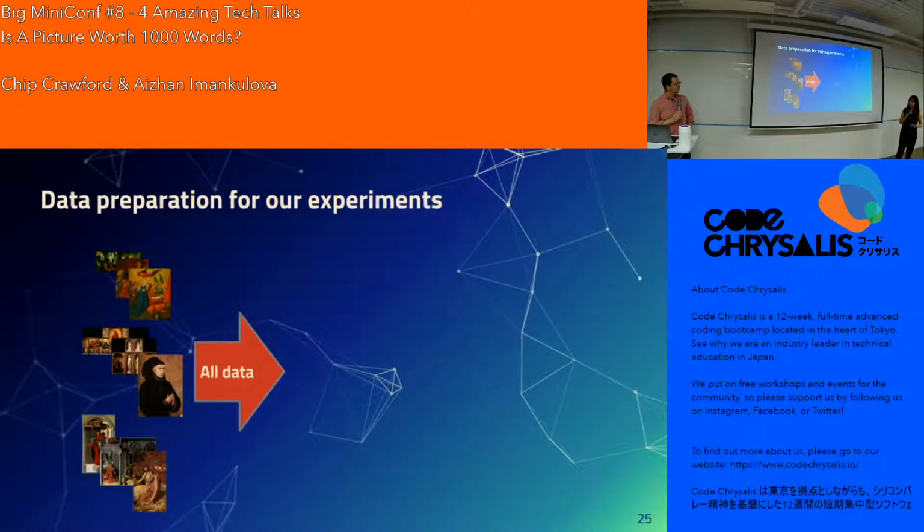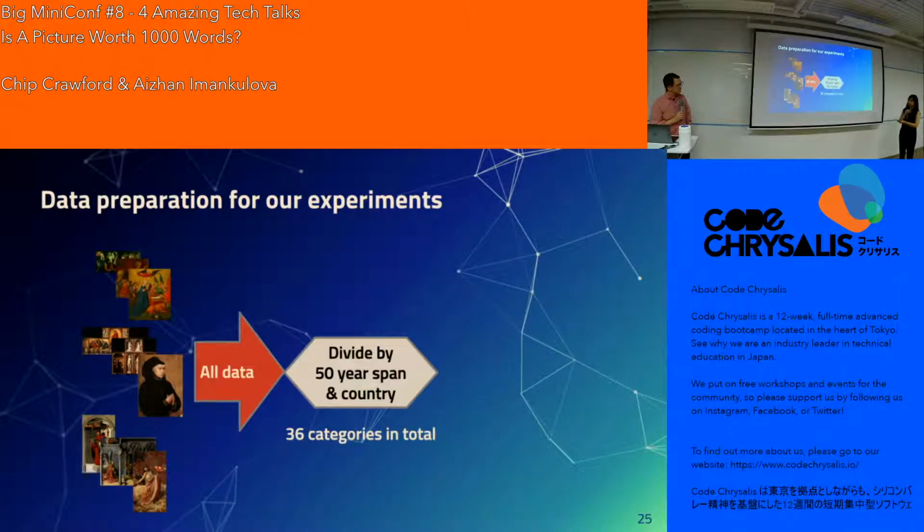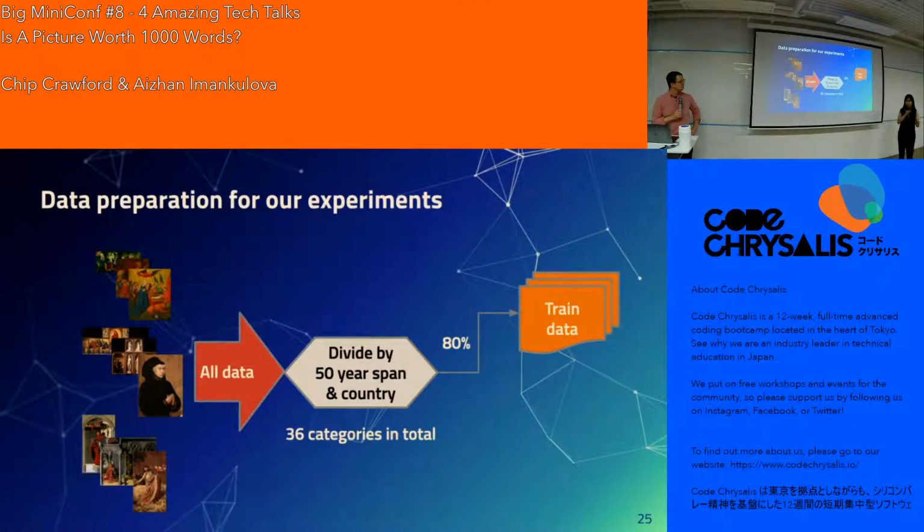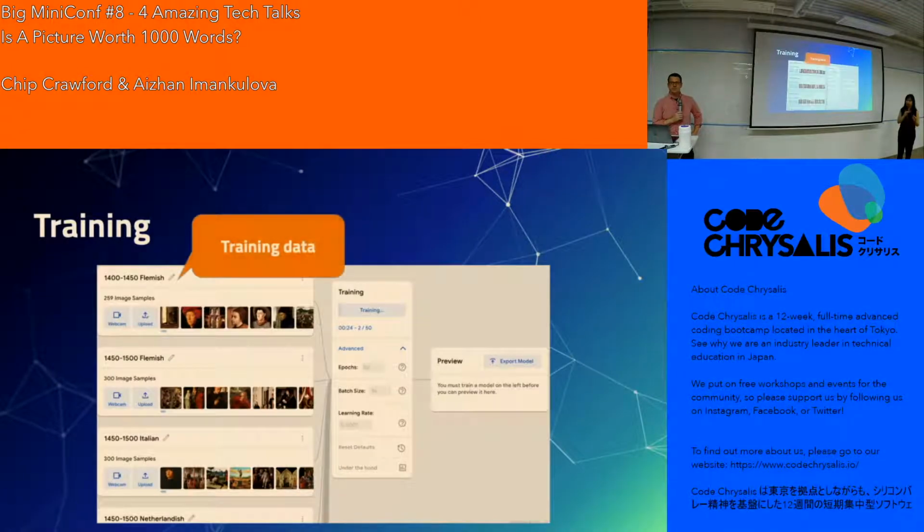Okay, so after we brought the paintings, we need to preprocess them. To do that, we divide the data by 50-year span and country, and in total we get 36 categories. Then we divide it into training and testing data. For training, we tell the model this is from this year and from this country, to show it, and then test whether it can classify it correctly.